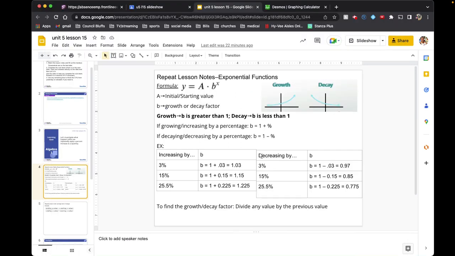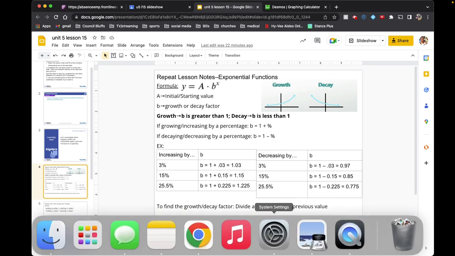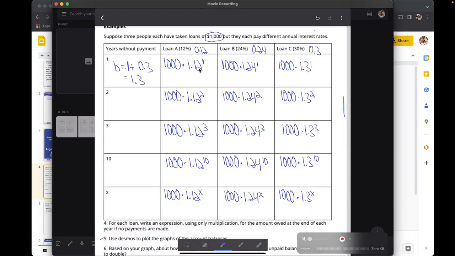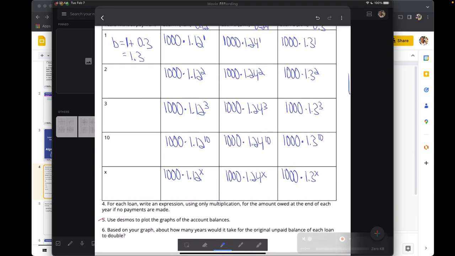Again, to reiterate, we saw in the warm-up that when we're decreasing by a percentage, we essentially subtract the percentage from 1. It's how much you have left. But when you're increasing by a percentage, it's 1 plus the percentage. So 1 plus 12%, 1 plus 24%, and 1 plus 30%. So that is this first one.